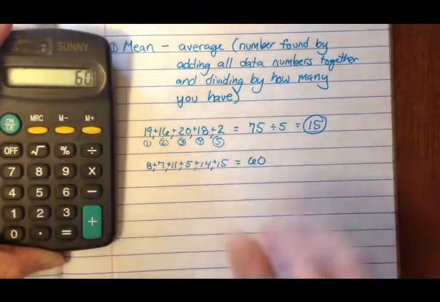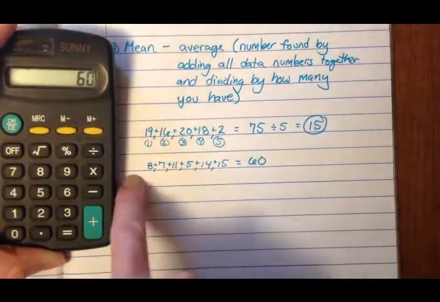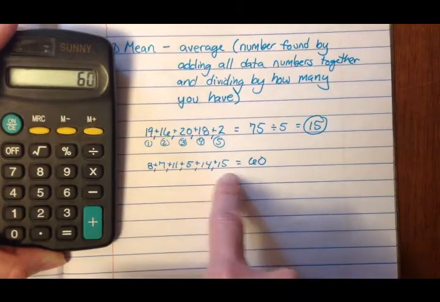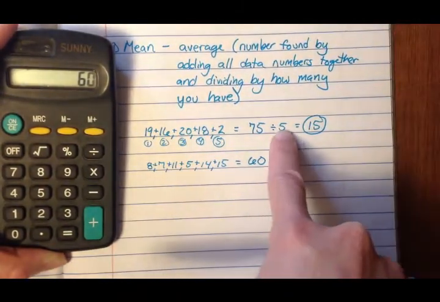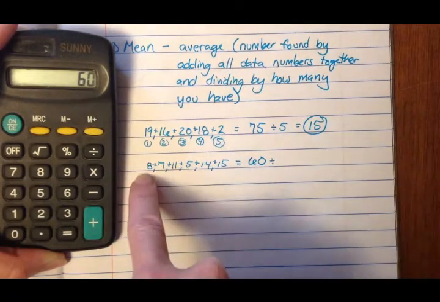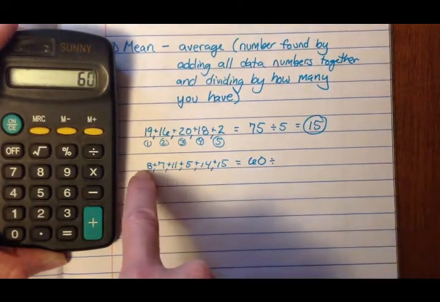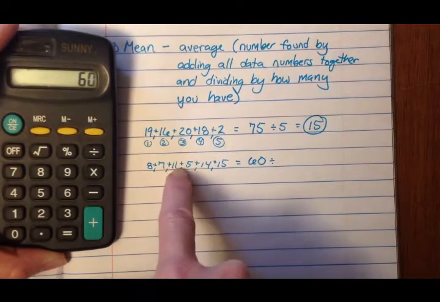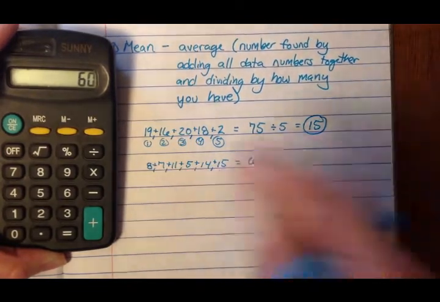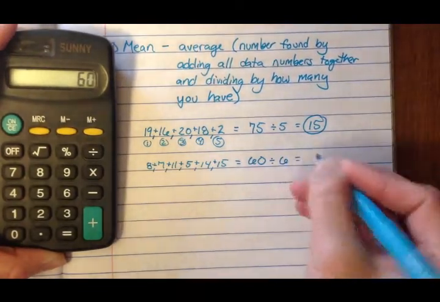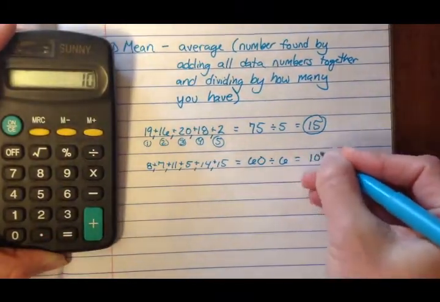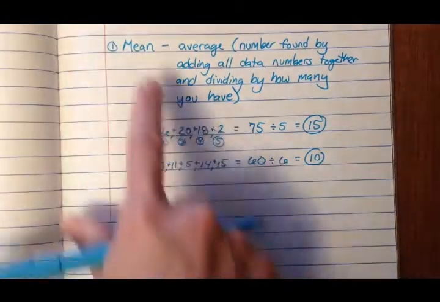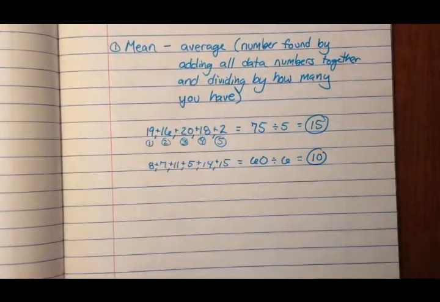But now, of course, 60 is not the average, that's just the sum of all of our data points. We've got to divide. What number are we going to divide by this time? Are we always going to divide by 5? Well, no, we have to count how many data points I have. 1, 2, 3, 4, 5, 6 this time. So we're going to divide by 6, and 60 divided by 6 is 10. That is the mean, or the average, of this set of numbers.